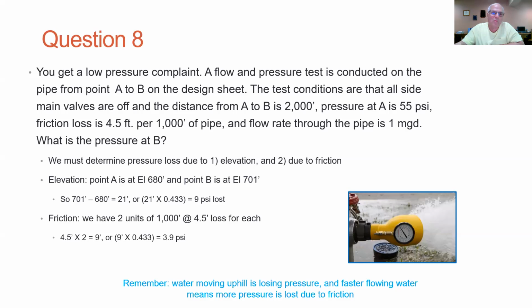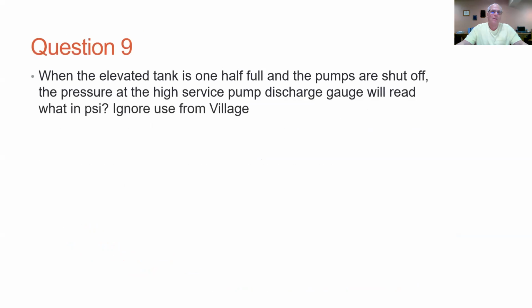by multiplying by 0.433. So now I have the original 55 psi. I'm subtracting from it the 9 psi pressure loss and the 3.9 friction loss. I'm coming up with an answer of 42.1 pounds per square inch. Hopefully you got that right. We'll move on to question number 9.